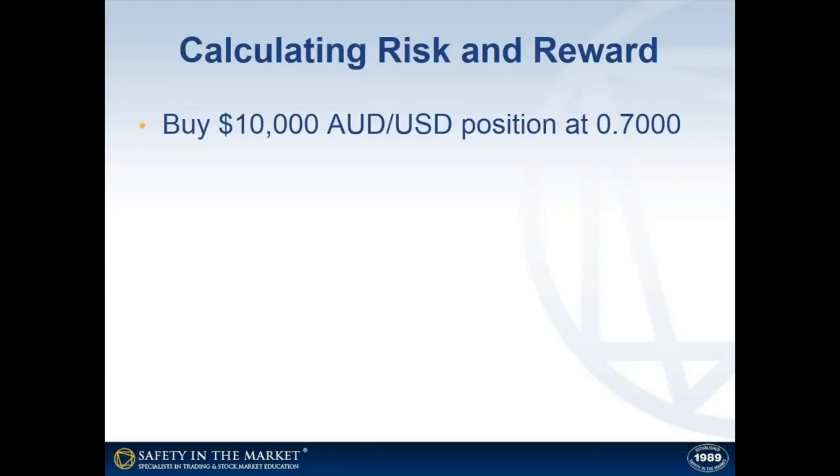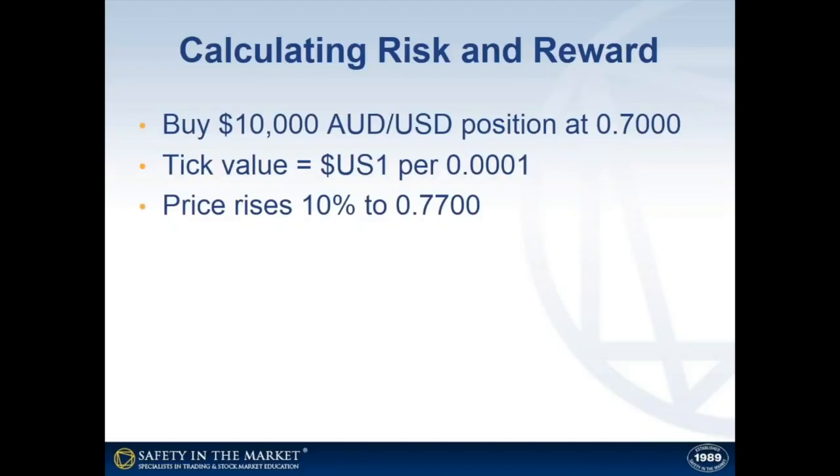So if you buy 10,000 Aussie dollar US dollar and it's trading at 70 cents, the tick value is going to be $1 US per point. If the price goes up by 10%, the currency is now worth 0.7700. If you think about it, we'll just remove the decimal places. The Aussie dollar was trading at 7,000. Add 10%, you get up to 7,700. How much money have you made? You've made a gain of 700 points. At $1 US each, that means you've made US $700.